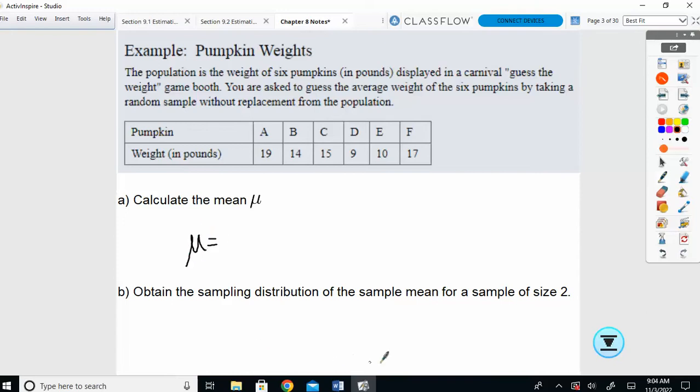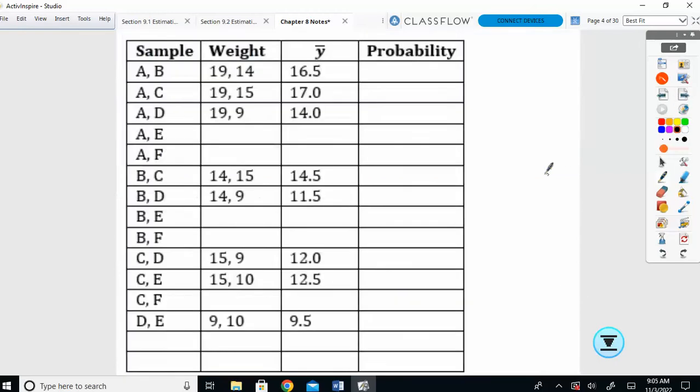If I call my pumpkins A, B, C, D, E, F, here are the true weights of those 6 pumpkins. Can we find the actual average of this whole population? Yeah, let's do that. So the true mean, just so we have that for reference, is if we add these all up, divided by the 6 pumpkins. So the average weight is 14 pounds. So let's see what would happen if I took a sampling distribution here. I have to take every possible combination of 2 pumpkins. I've started a table for you. We're going to fill in the gaps.